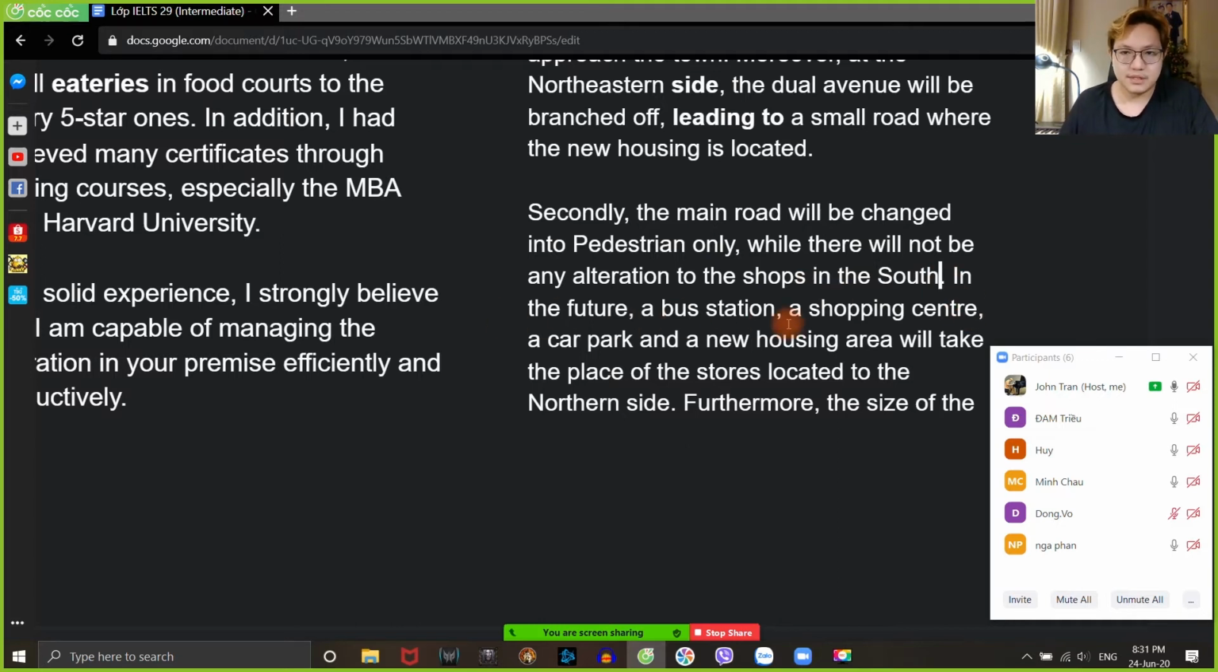In the future, a bus station, a shopping center, a car park, a new housing area will take the place of the store. Sẽ lấy cái chỗ của những cái store. Will take the place. Sẽ lấy cái chỗ. Nghe nó kỳ.